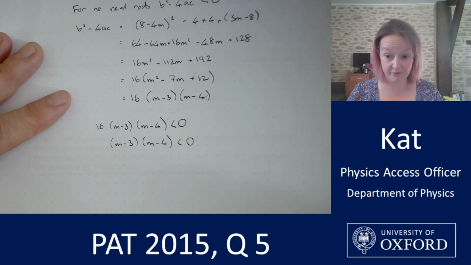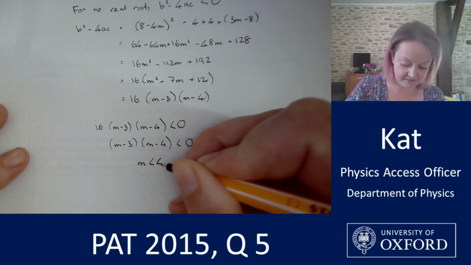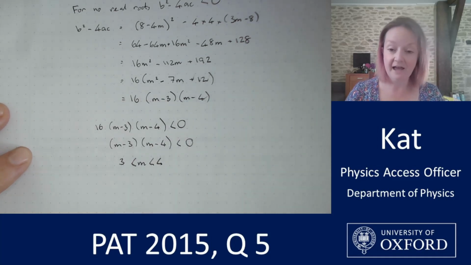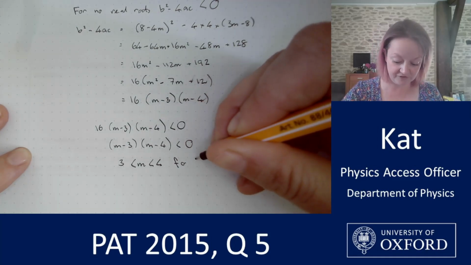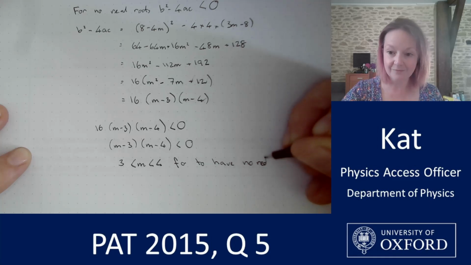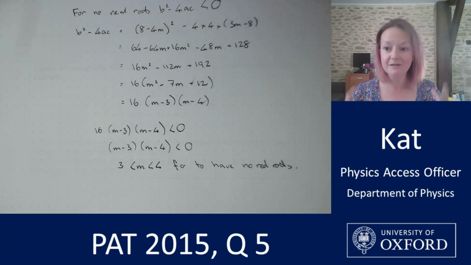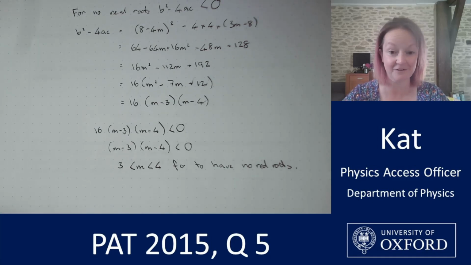We also don't want them equal to 0, so our key points of 3 and 4 can't be solutions in and of themselves. And once you work through that process, it becomes clear that m has to lie between 3 and 4 for the equation to have no real roots, which we can pop there. And hopefully you can imagine in the 2024 paper, you're then going to have a set of options very similar. You're going to have a good idea of what you're working towards. And that is question 5 from the 2015 PAT.